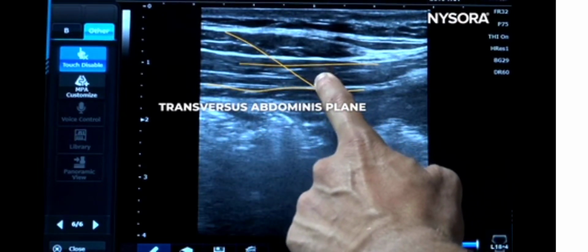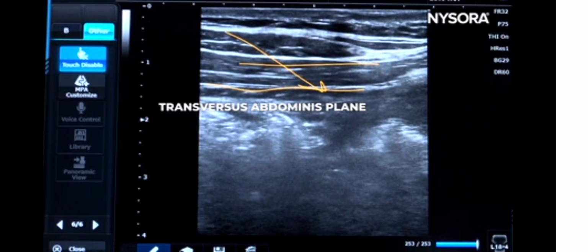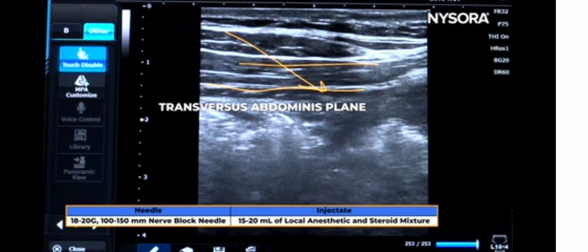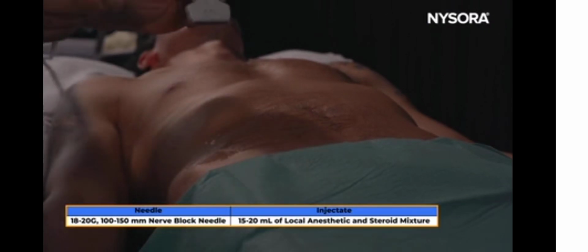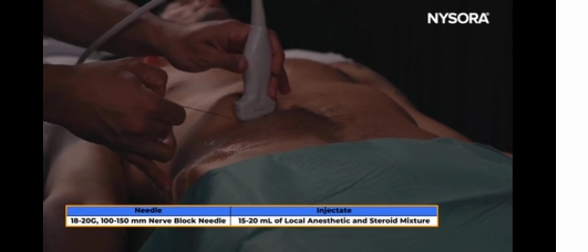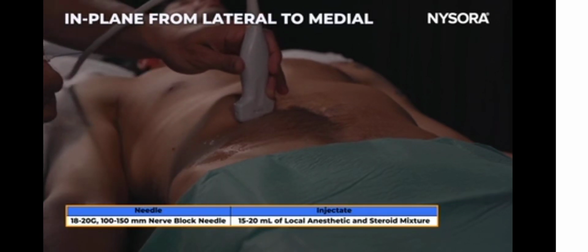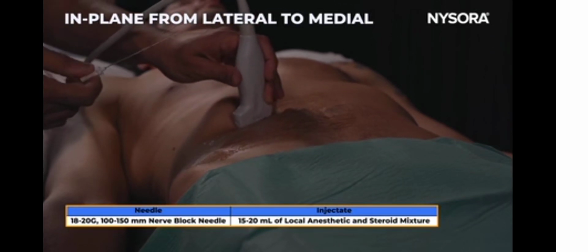You'll bring the needle in plane, going into that and injecting about 15 cc's to 20 cc's of local anesthetic and steroid mixture. To perform this block, the needling will be in plane. You will use a 10 to 15 centimeter length needle based on the body habitus of the patient, bringing the needle in plane. You can also put in a catheter in this plane and continue the infusion if the patient's having the abdominal surgery.